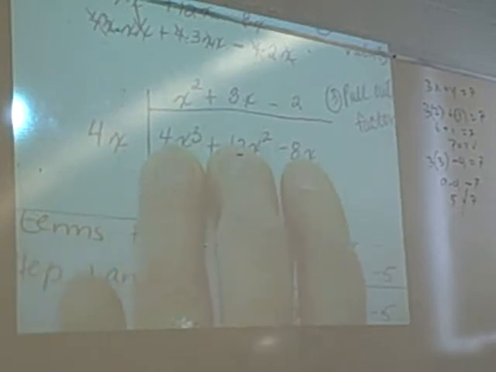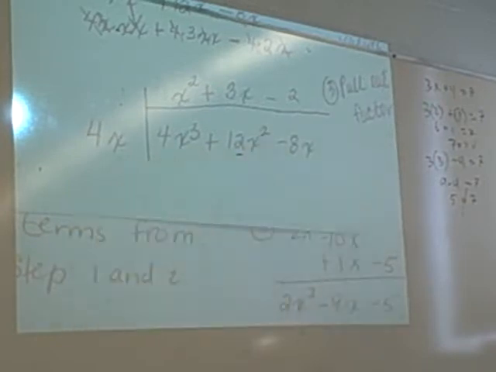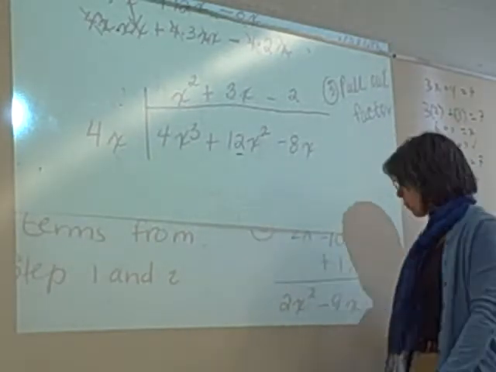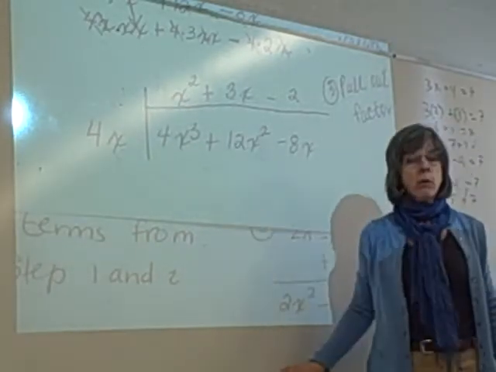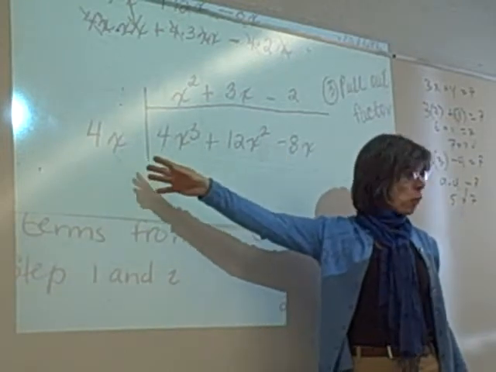Wait a minute. I know I gave you this particular problem: 4x cubed plus 12x squared minus 8x. You had to find the greatest common factor. In this problem, we start by looking at the numbers. We had a 4, a 12, and an 8, and the greatest common factor of 4, 12, and 8 is 4.